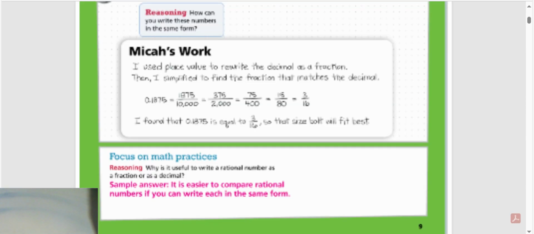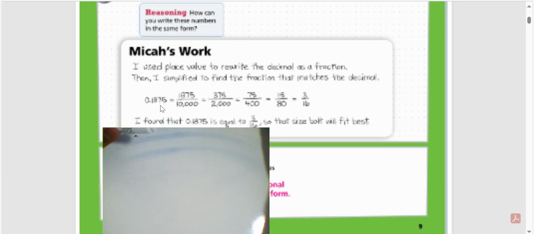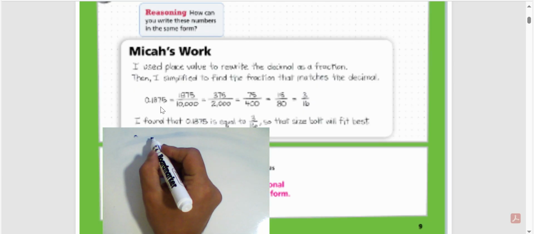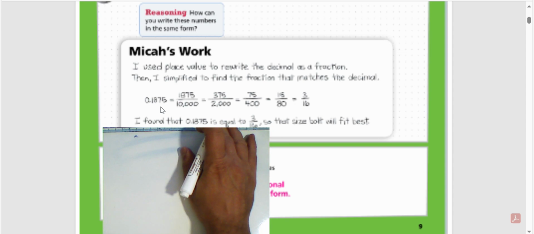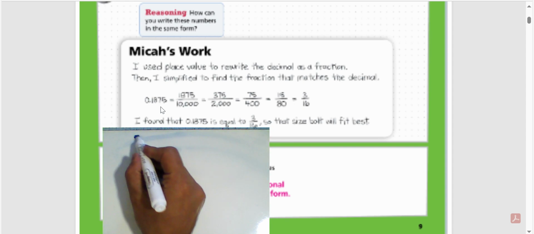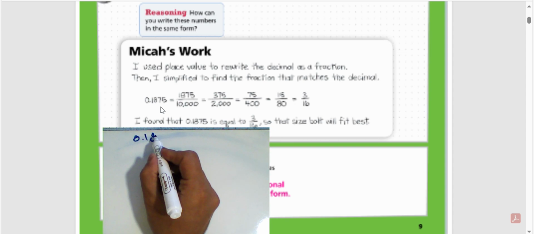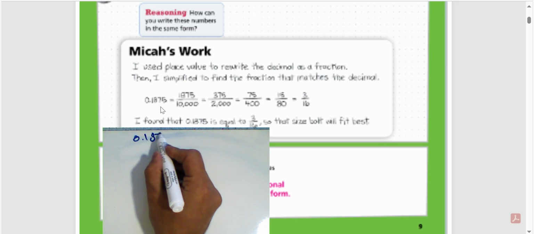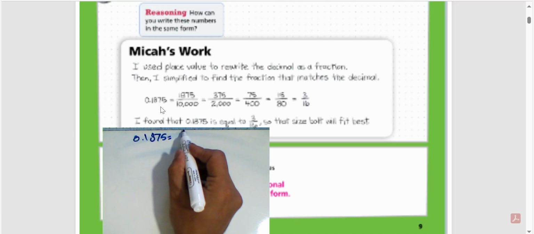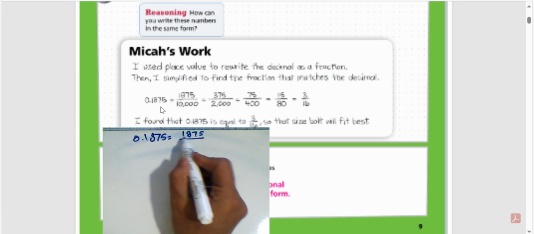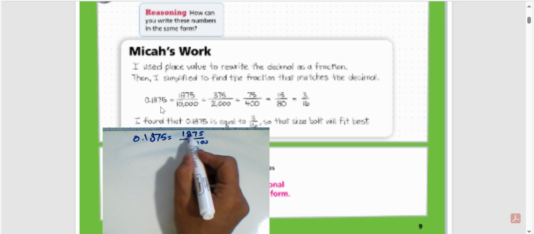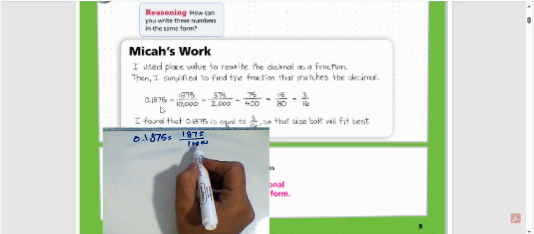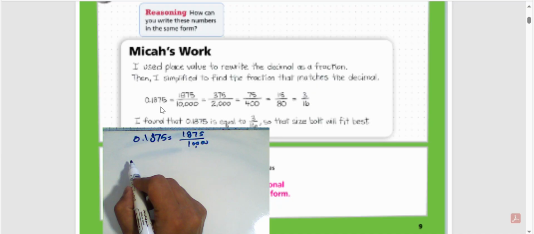We can write the number here. The point would be after how many digits? 1, 2, 3, 4, 4 digits. Like 0 point, the number here 0.1875. We can write 1875. The point after 4 places will be divided by 10,000.